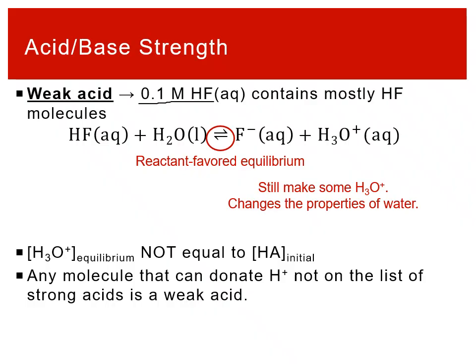But what is a weak acid? Any molecule that can donate H+ that's not on our list of strong acids is a weak acid. So we had 6 strong acids. Everything else has to be weak. That's why we just list out all the strong acids, and by omission, if something's not on that list, we can assume it's a weak acid. So HF isn't on that list, so it's a weak acid.